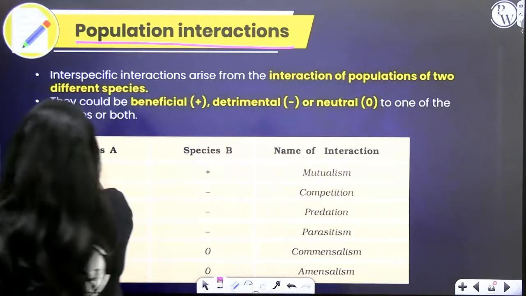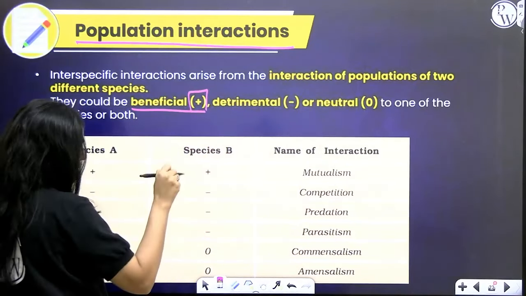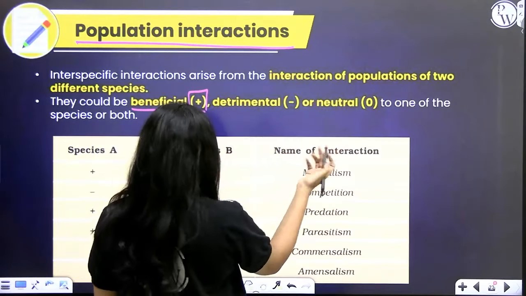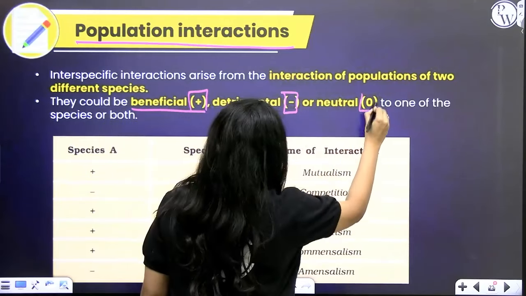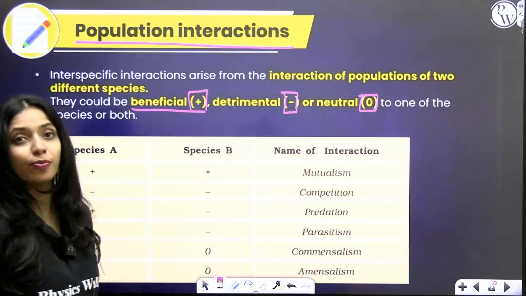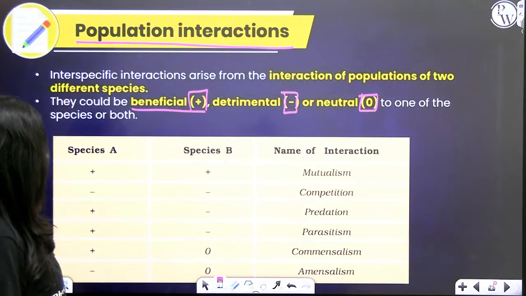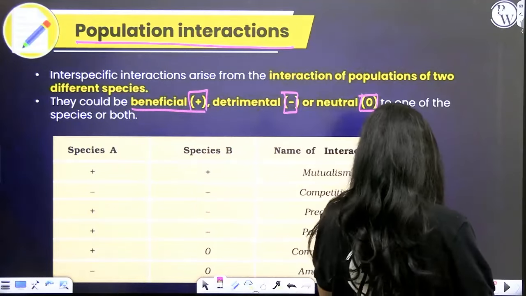So, they could be beneficial. If it's beneficial, we represent that with a plus mark. If it is negative, we represent that with a negative sign. If it is neutral, we represent that with a zero, all right? So, these are the different types of population interactions that we can see. In this chapter, we are going to be learning about some of these population interactions.